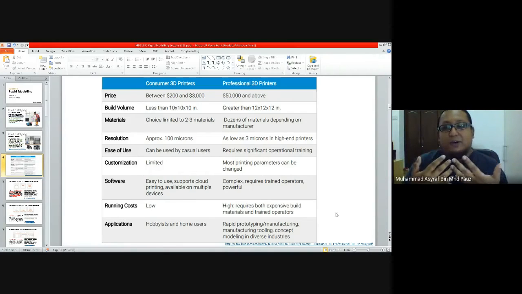Like FDM, for example, it can be consumer level or it can be professional level, or some may call it prosumer. It crosses over, like what we have here in MMU, we have Ultimaker 2 Plus, 2 Plus Extended and Ultimaker 3. Okay, but last time they used to call it a professional printer, but it comes in a small package, which means that you can carry it around with a little bit of effort. But what do you call it?